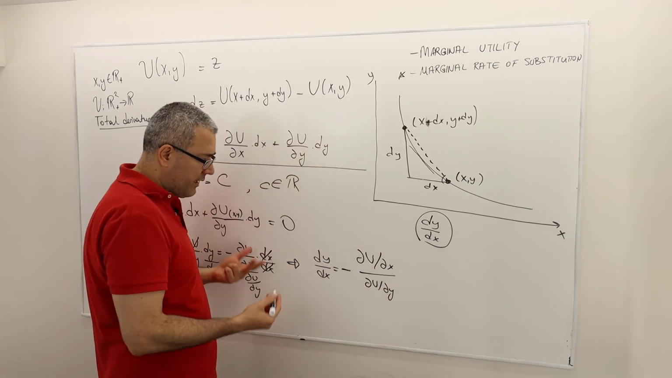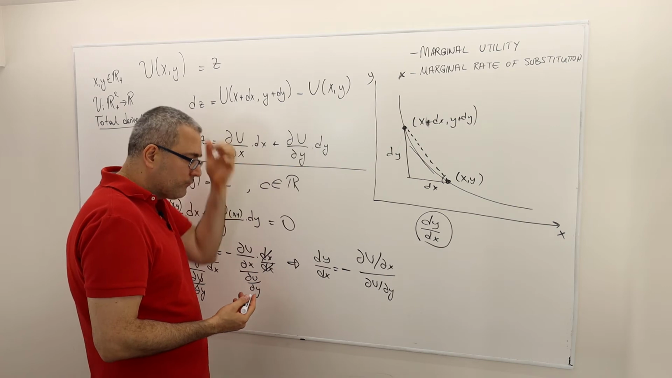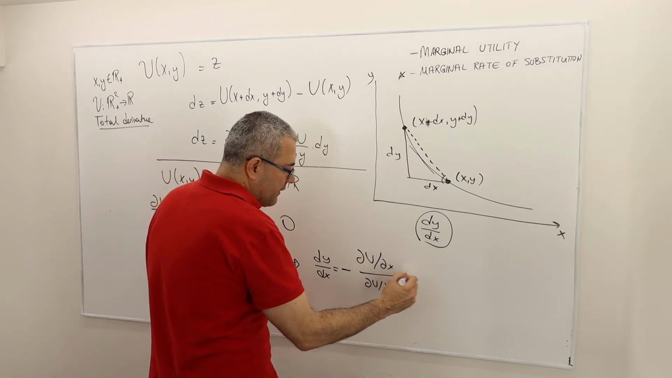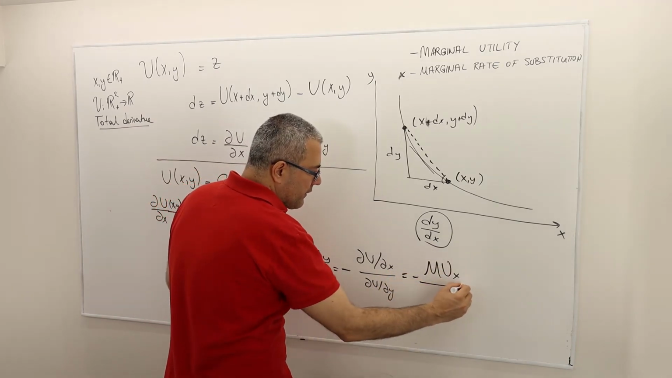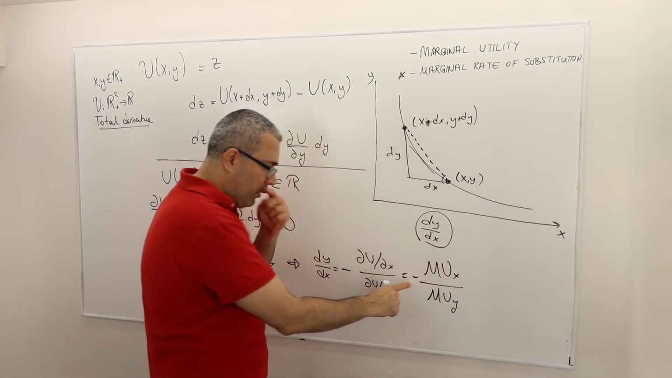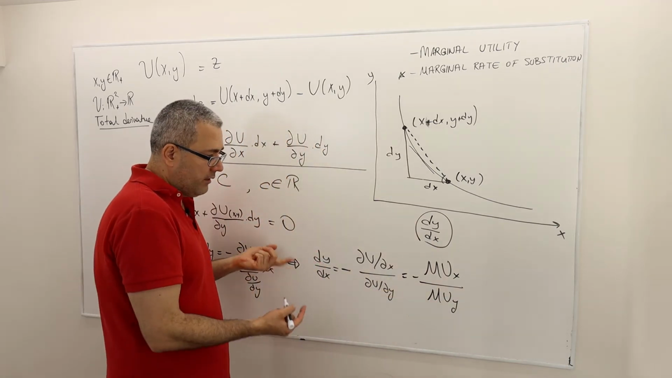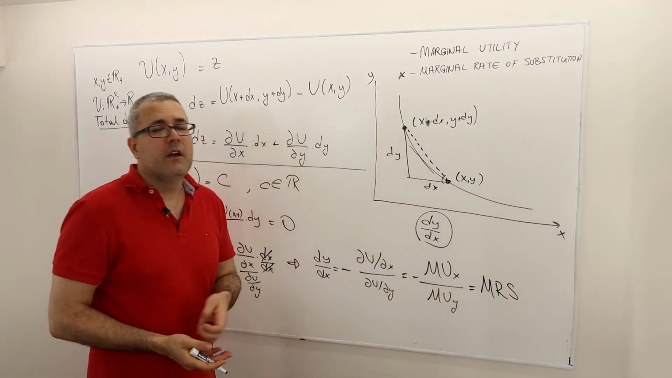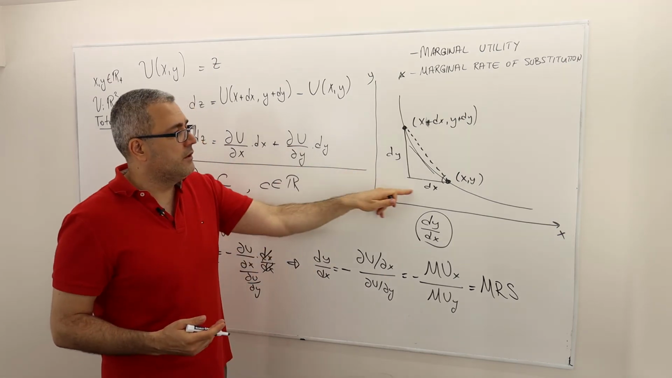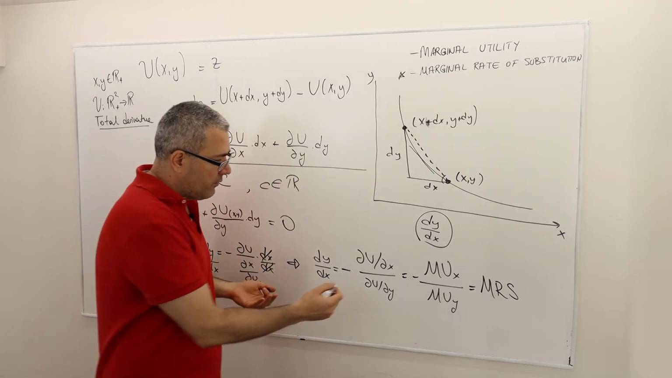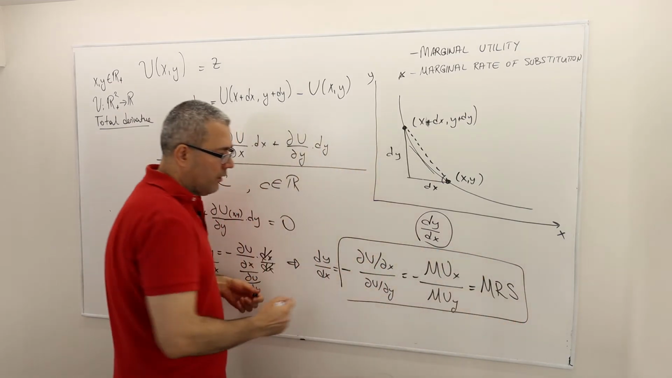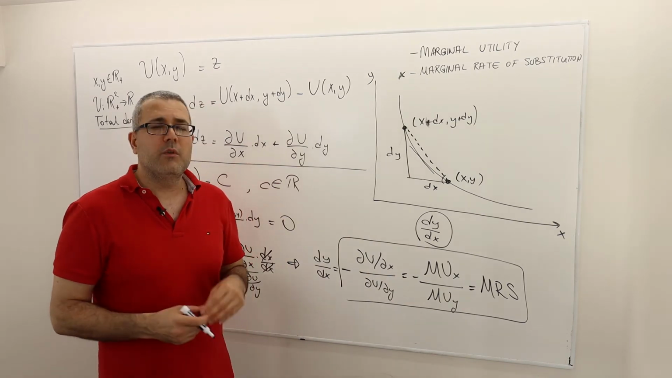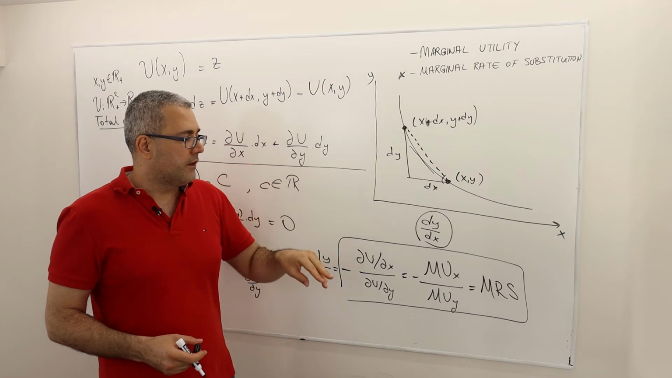So that's something you're probably more familiar with from the intermediate micro courses. This is nothing but the marginal utility of good x and the marginal utility of good y, and don't forget the minus sign. And if you remember, this is nothing but the marginal rate of substitution. So in fact, the marginal rate of substitution is just dy over dx, and therefore it's equal to minus the marginal utility of good x divided by the marginal utility of good y. So this is how we calculate the MRS of a utility function at any given point.